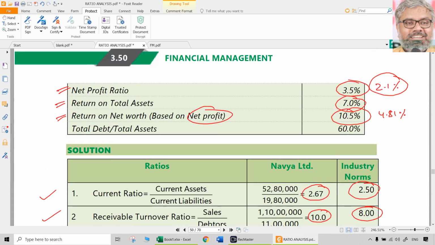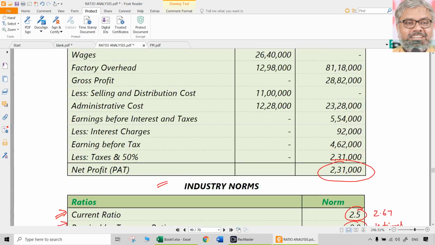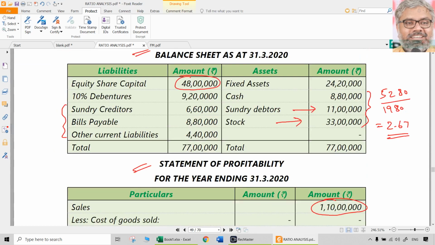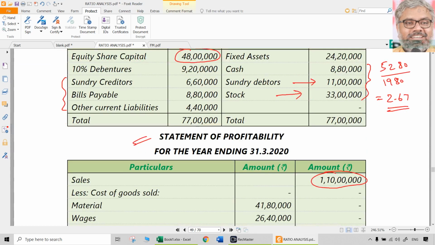Again, total debt divided by total assets. Total debt includes current and non-current, so when you say total debt, all of them put together. How much will that be? 77 lakhs minus 48 lakhs. Automatically the remaining will be 29 lakhs, divided by total assets of 77 lakhs.